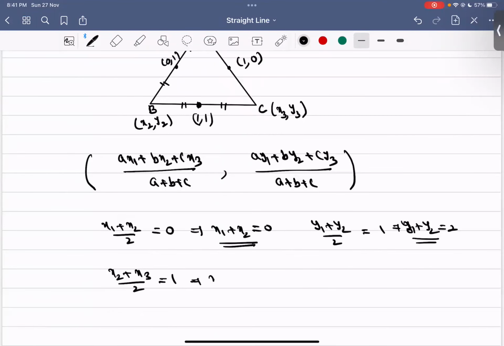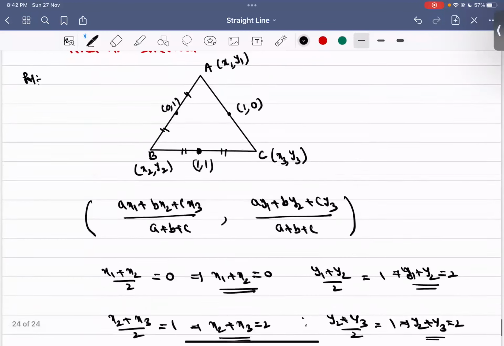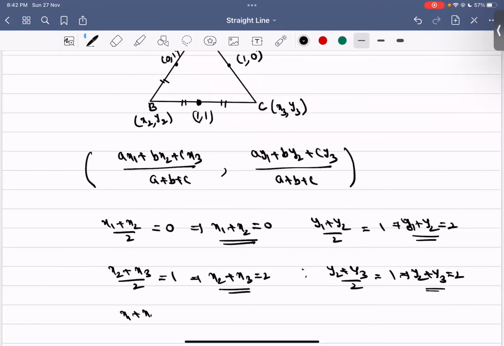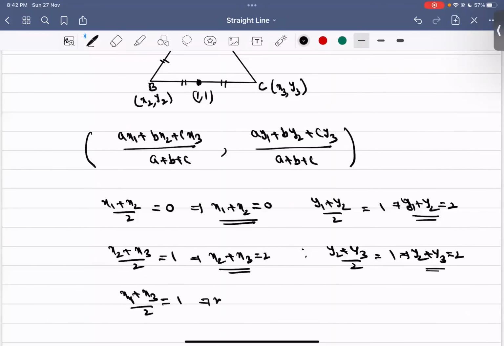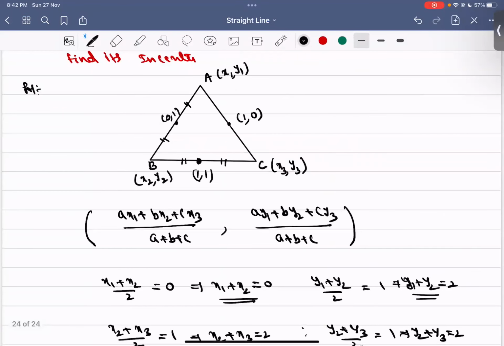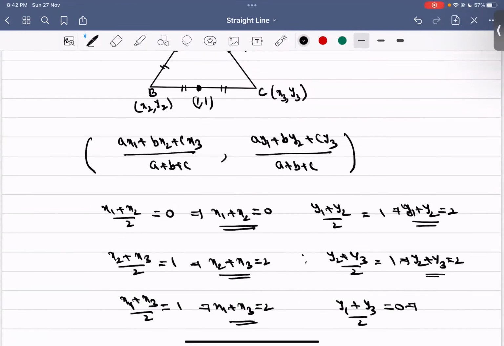That implies x2 plus x3 is equal to 2. Next, (y2 plus y3) by 2 is equal to again 1. That implies y2 plus y3 is equal to 2. Third one, (x1 plus x3) by 2 is equal to 1. That implies x1 plus x3 is also equal to 2. Next, (y1 plus y3) by 2 is equal to 0. That implies y1 plus y3 is equal to 0.